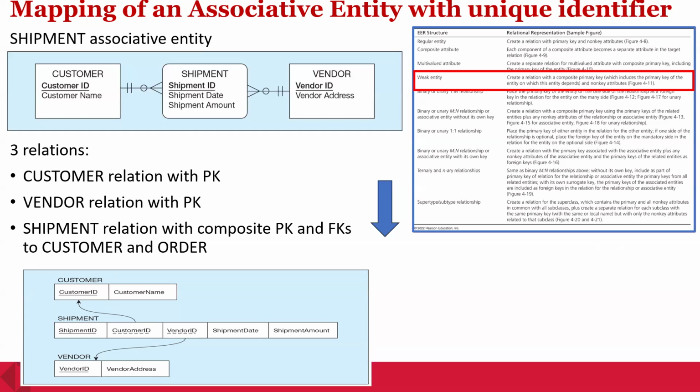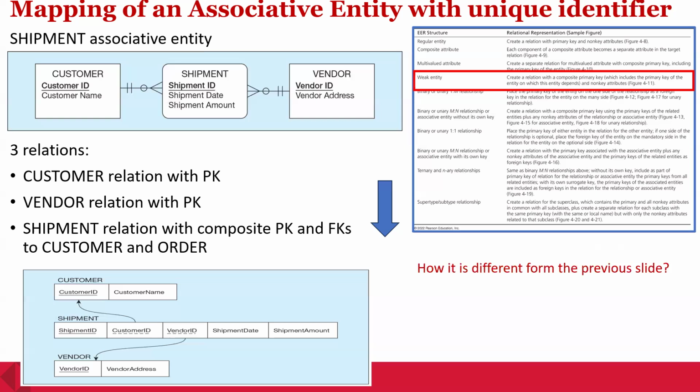And in this case, we just need to add two foreign keys, one to the customer and one to the vendor. Again, the only difference between this scenario and the previous scenario is that the previous scenario didn't have a defined unique identifier for the associative entity. So we'll have to create it, and when we create it, we create a composite primary key. For this scenario, we already have a primary key defined, so we just need to add foreign keys.